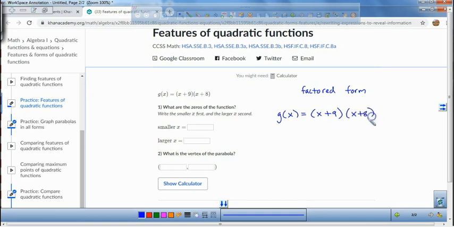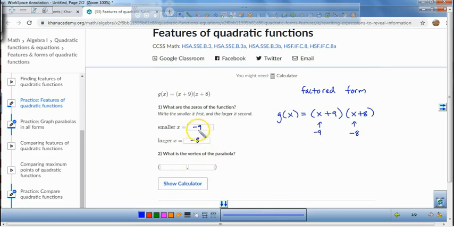All right, which is x plus 9 and x plus 8. And now I'm writing down the numbers, like what number plus 9 equals 0, and that's negative 9. And what number plus 8 equals 0, and that's negative 8. And that's what factored form allows you to be able to do. But how do we find our vertex in factored form?